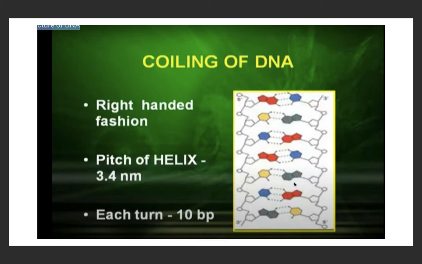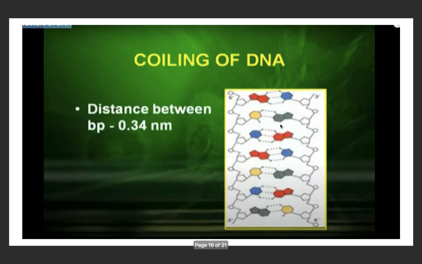This anti-parallel arrangement is responsible for the coiling of DNA also, and for how the coiled structure of DNA is formed. The three important features of this coiled structure: it is turned in a right-handed fashion. The pitch of the helix is 3.4 nanometer, as per the observations and studies done on the structure of this molecule, and each turn has 10 base pairs. BP means base pairs, which are the nitrogenous base pairs: 1, 2, 3, 4, 5, 6, 7, 8, 9, 10. In that way, these stacks of nitrogenous bases are present here.